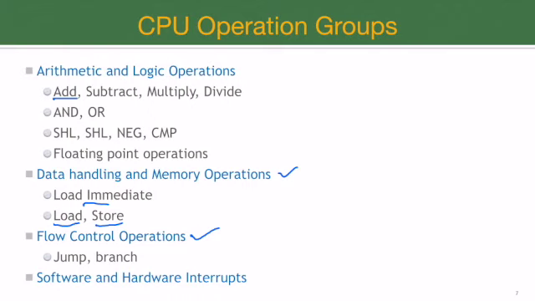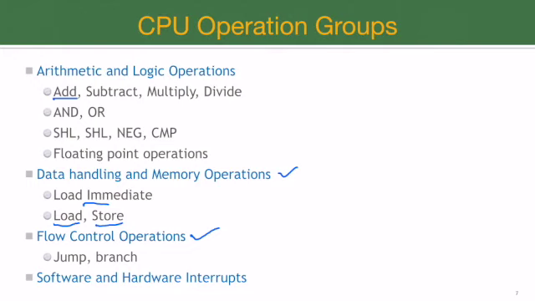So let's say I have executed instruction 1, 2, 3, and then I want to execute instruction 10. By default, the CPU will execute instruction 4 after the third instruction, but using a branch instruction, I can make the CPU execute instruction number 10 instead of instruction number 4. So these are the instructions that change the control of the programs, and they are called flow control operations or instructions.